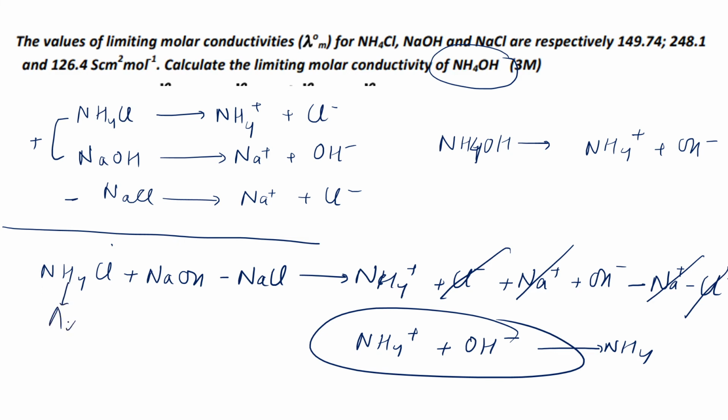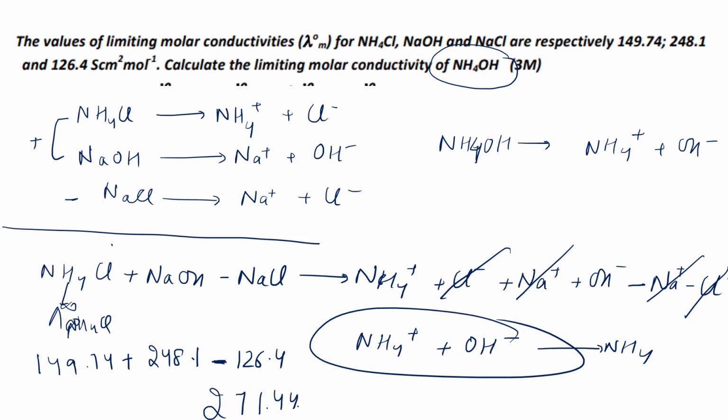Lambda infinity value for ammonium chloride is 149.74, plus sodium hydroxide is 248.1, minus NaCl, which is 126.4. You will get the value of ammonium hydroxide, that is 271.44 Siemens centimeter square per mole.